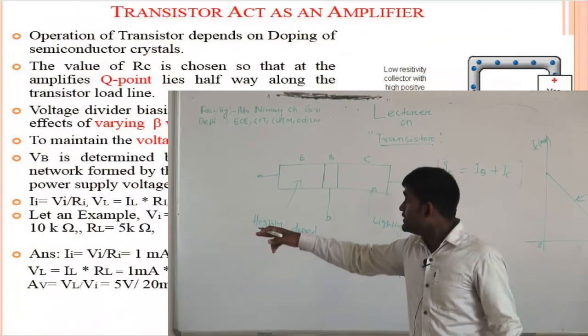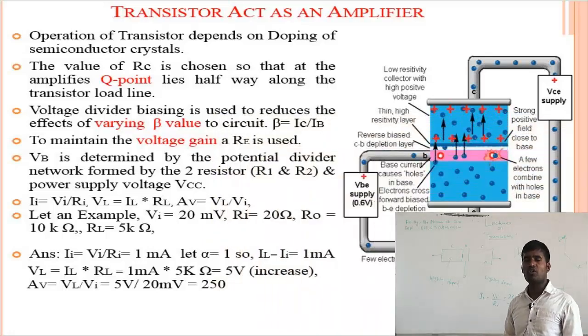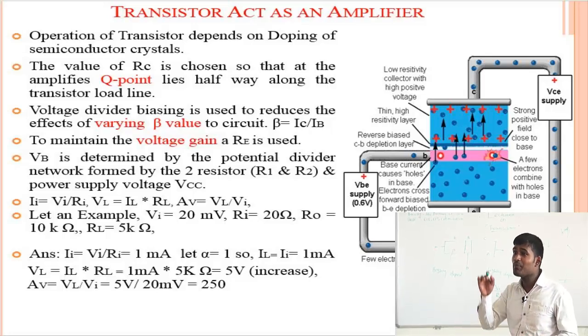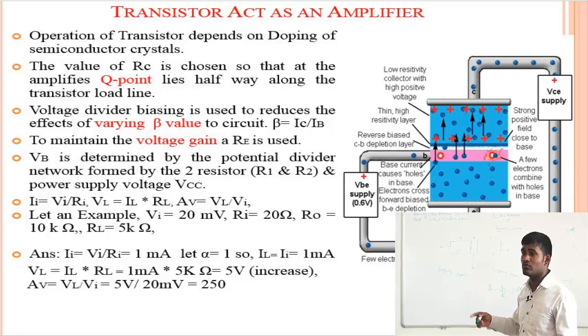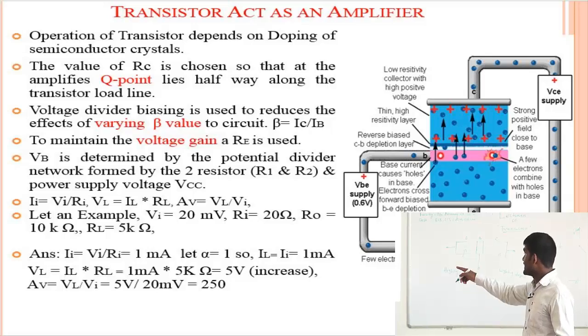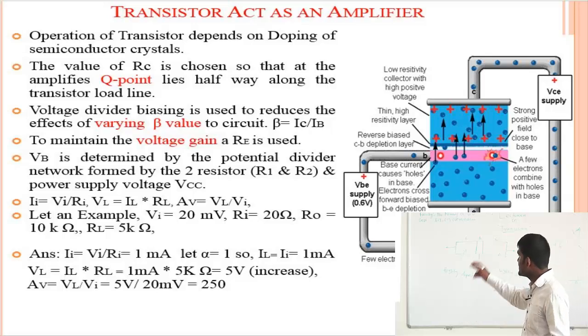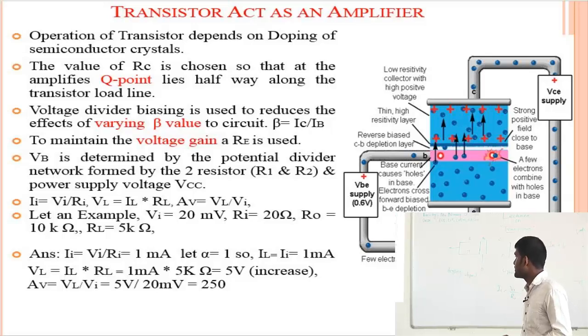Next, if I take alpha equal to 1, actually the alpha value is 0.999, which is approximately 1. If alpha is equal to 1, then by the alpha formula, alpha is IC by II, so IC is approximately equal to II. That's why IL is equal to II. So IL is 1 milliampere. Again, VL, the load voltage, is equal to IL into RL. VL is given, RL is given, so VL is 1 milliampere times 5 kilo ohm, equal to 5 volt.